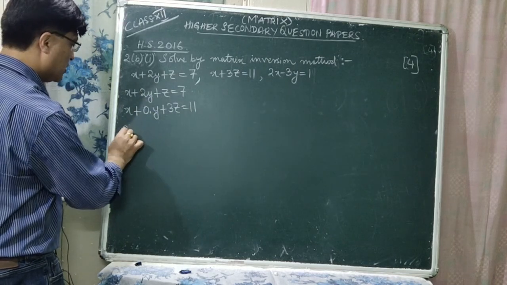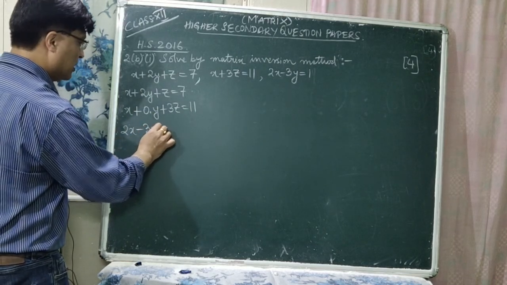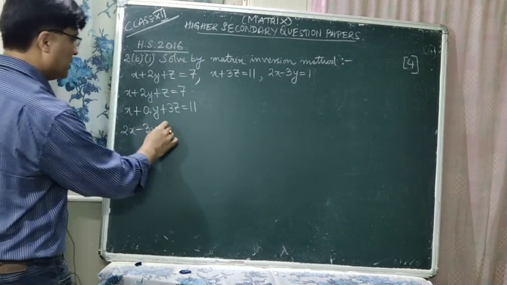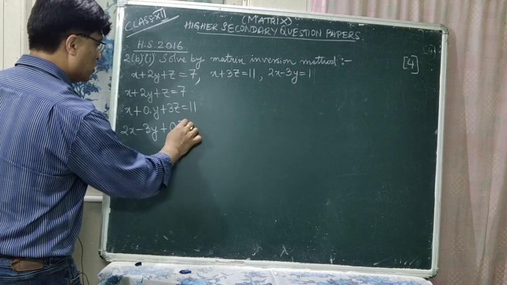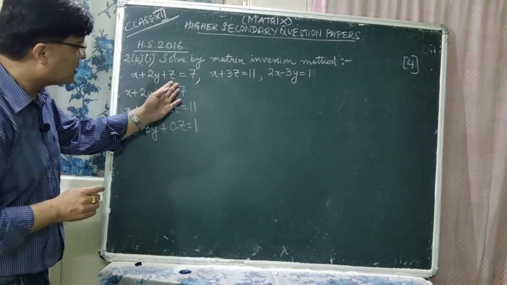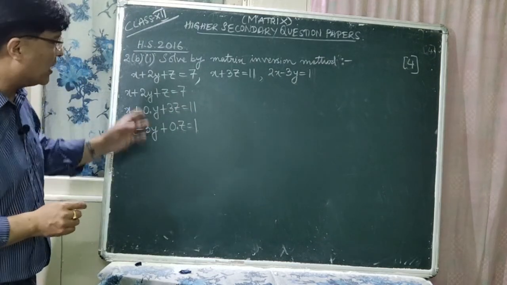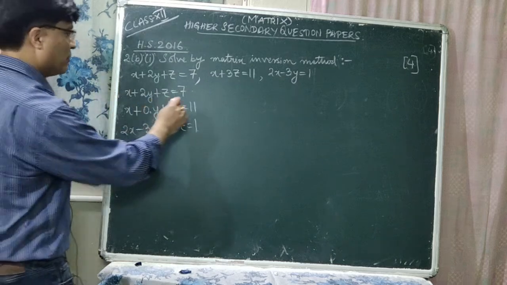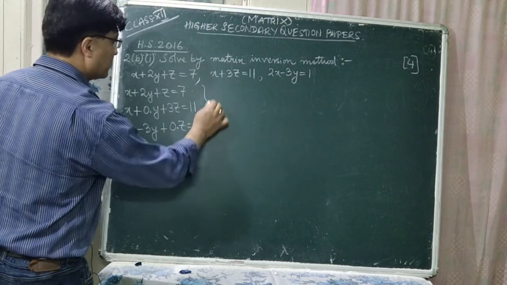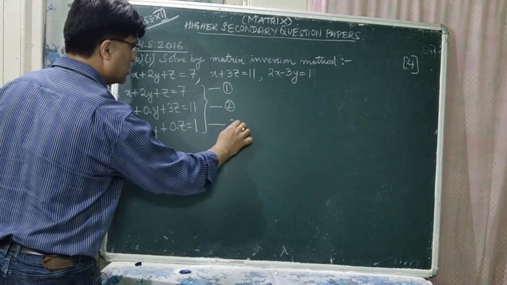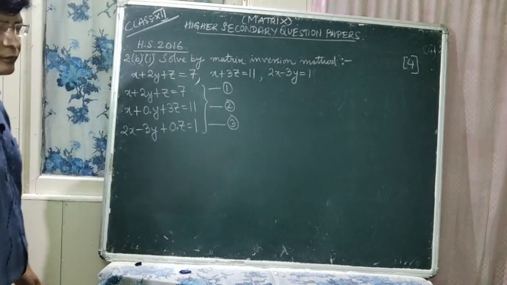Next one is 2x minus 3y. Here also z is missing. That means here it is plus 0 into z, which is equal to 1. So all the constant terms which are free from x, y and z are on the right hand side. So it's right. So now this is equation 1, this is equation 2 and this is equation 3.